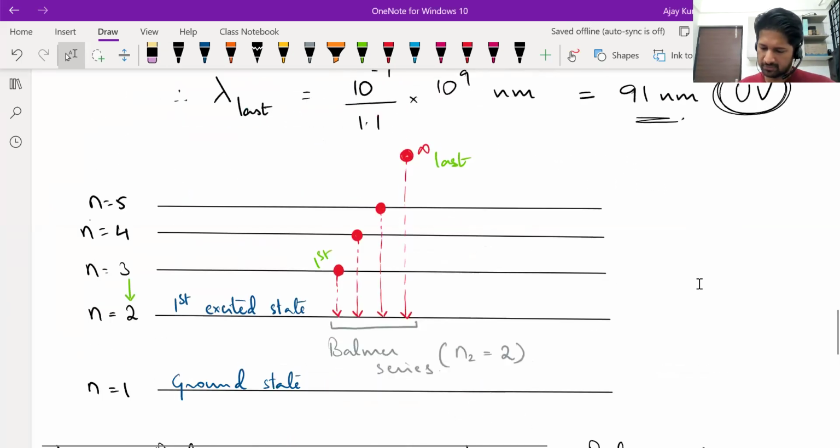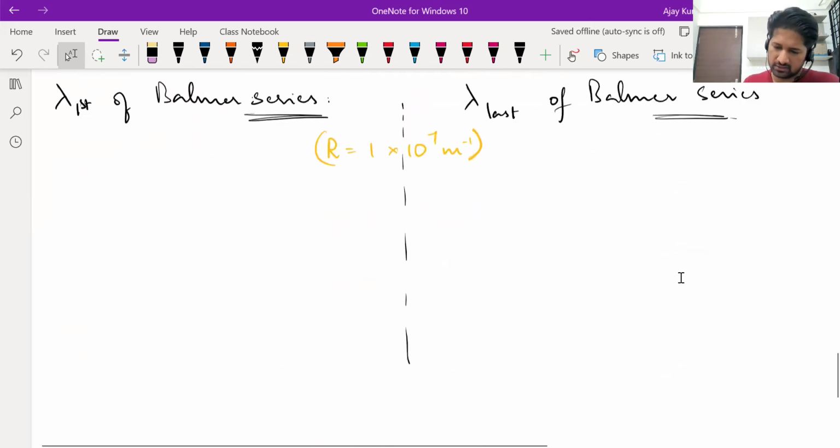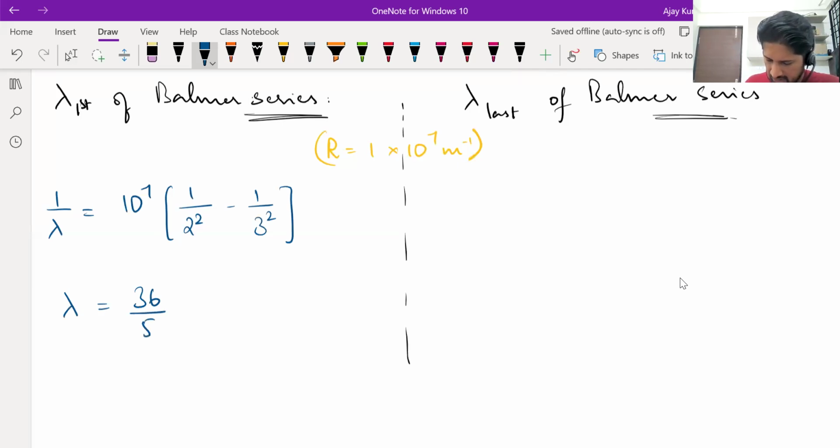Okay. See, first line of Balmer series would be from n equal to 3 to n equal to 2. Directly substitute in that formula. I asked you to consider R as 1 into 10 power 7 instead of 1.1. So 1 by lambda is R, Z square is 1, into 1 by n2 square minus 1 by n1 square. Simple. 1 by 4 minus 1 by 9 becomes 5 by 36. Invert it, you get wavelength as 36 by 5 into 10 power minus 7 meters. You can write it as into 10 power 2 nanometers directly.